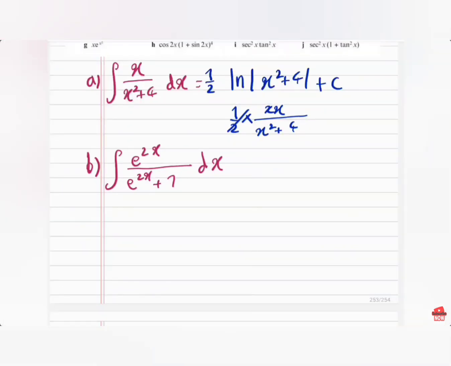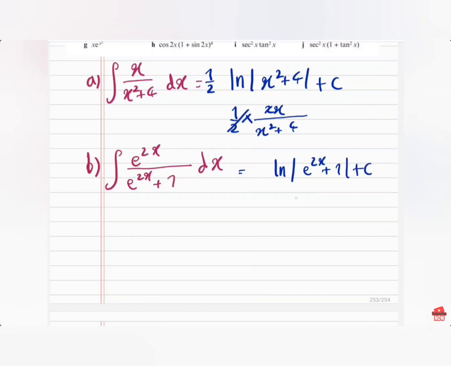Now in part B, we have e to the power of 2x over e to the 2x plus 1. Again, it's the same idea because the numerator looks like the derivative of the denominator. So the first guess is that this is equal to ln of the denominator, basically. Now let's differentiate this and see how correct it is.